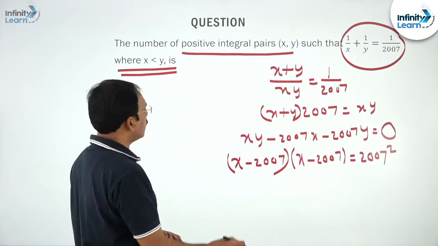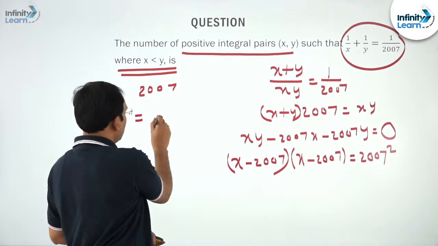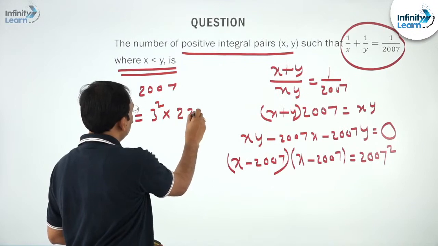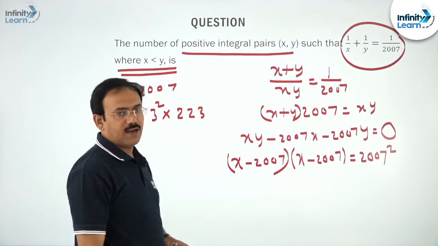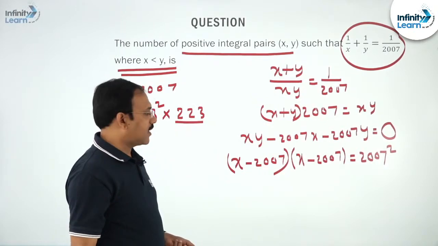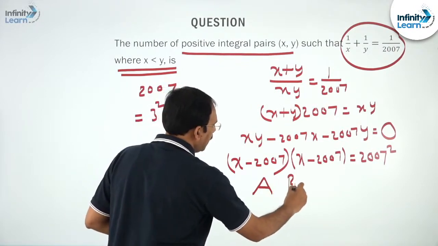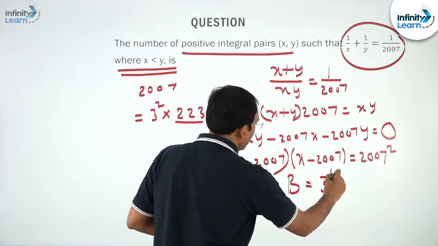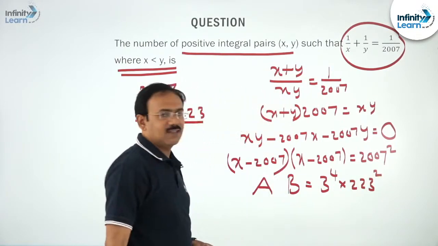Arey yaar, 2007 is a multiple of 9. Try to do prime factorization. 9 into 223, you see. Whereas 223 is a prime number. So no further factors. So friends, this is like a into b is equal to its square, which means 3 power 4 into 223 square, that is the thing.